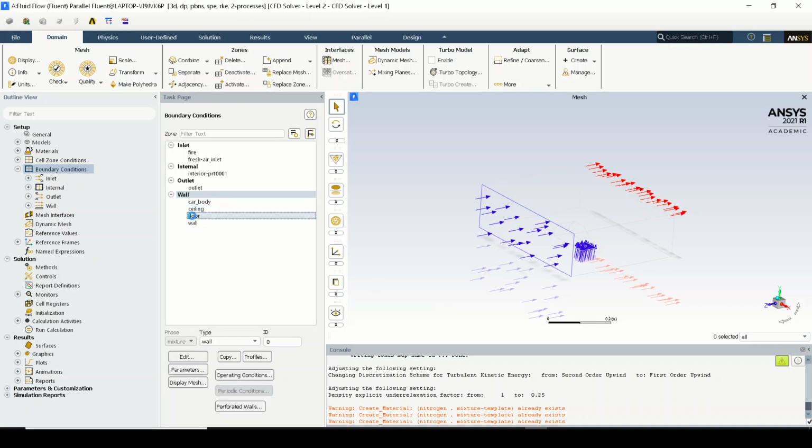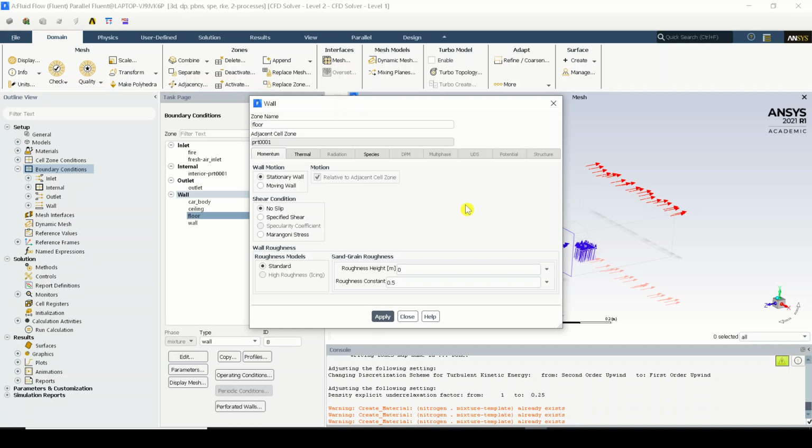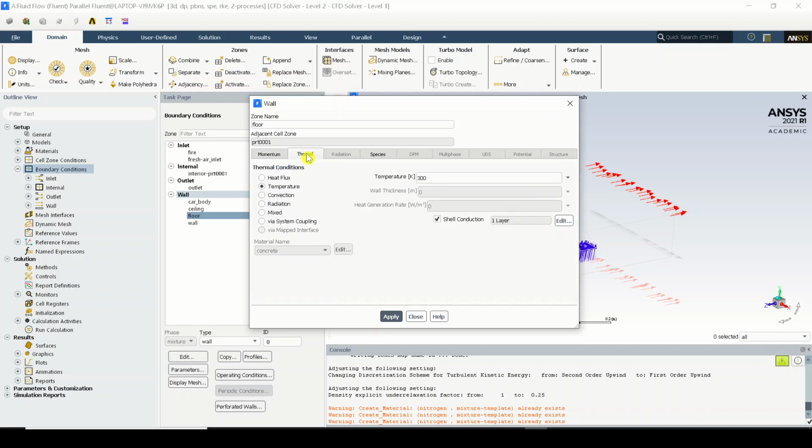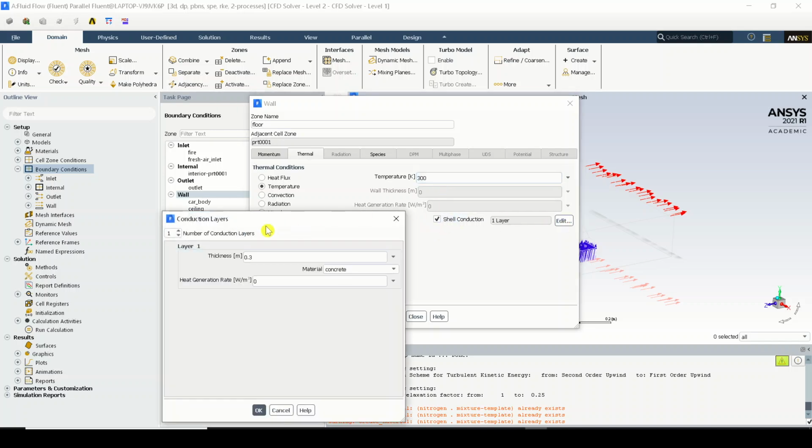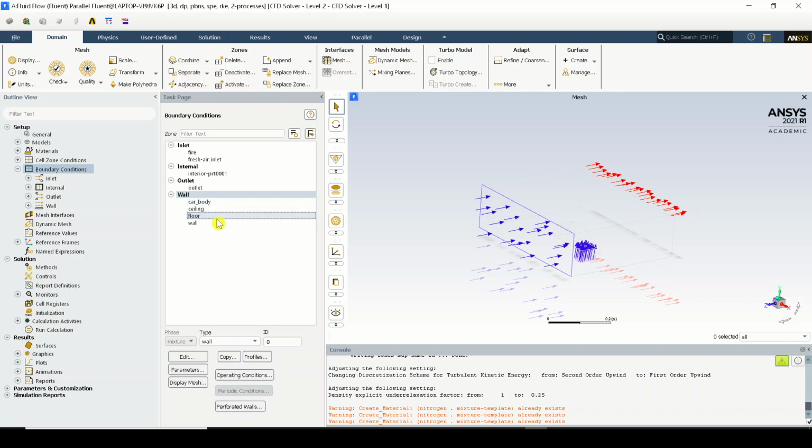Now if I go to floor, let me verify whether it is copied appropriately or not. You cannot totally rely on the software to work, you just have to verify. You can see temperature is selected, concrete is applied, 300 is written, shell conduction is done, edit thickness is done, concrete is assigned over here. So everything is copied. This is the simplest procedure to copy.